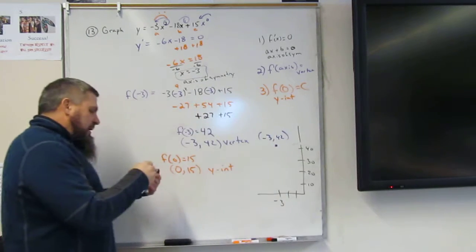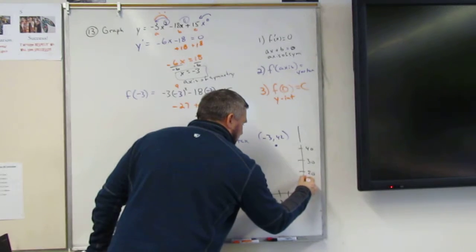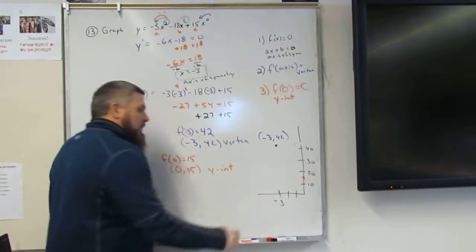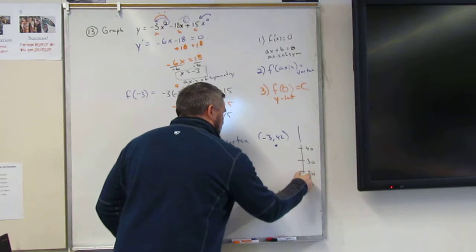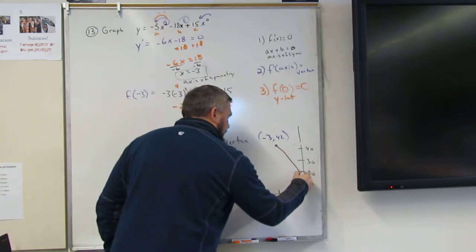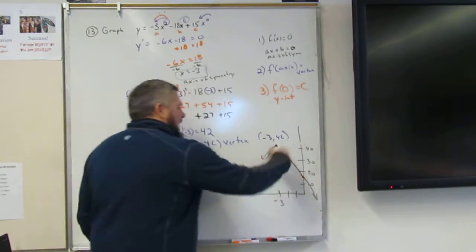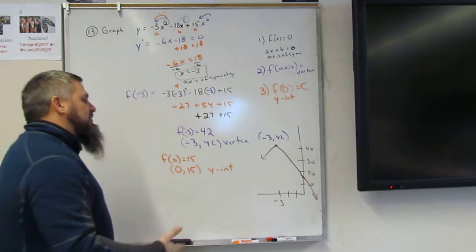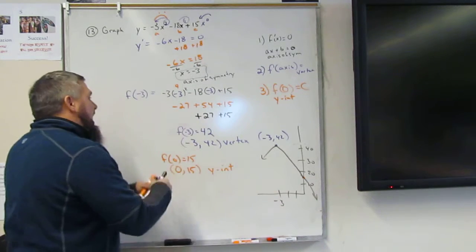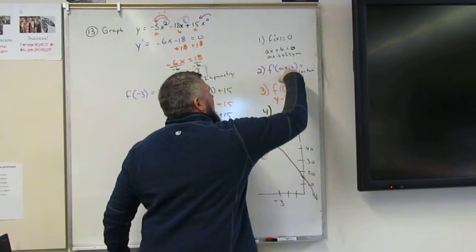And then my y-intercept is at 15. So that's right here. So that's where my graph is going, and it's obviously coming this way. How far this way? Negative 6. Yeah, twice as far. So the last step here is twice as far as the axis.